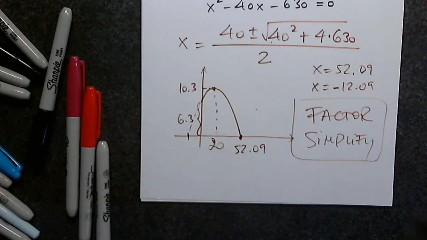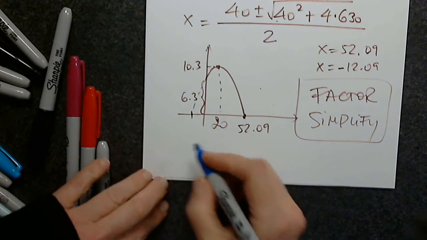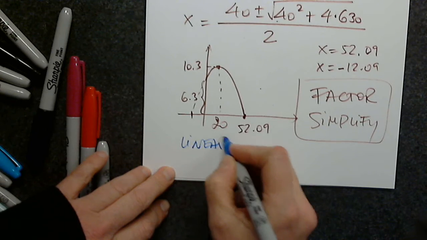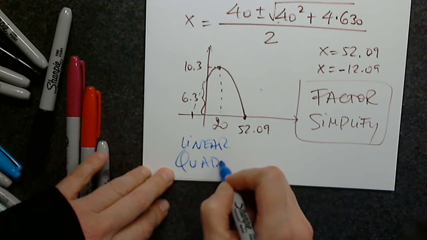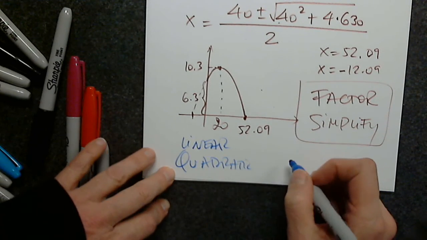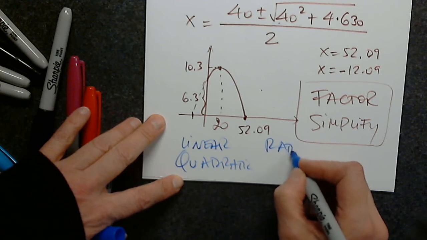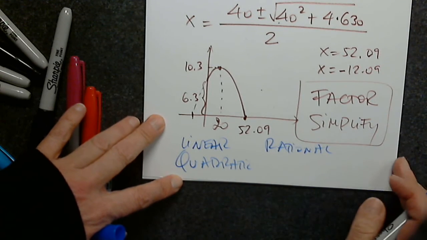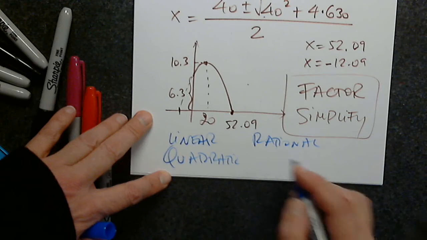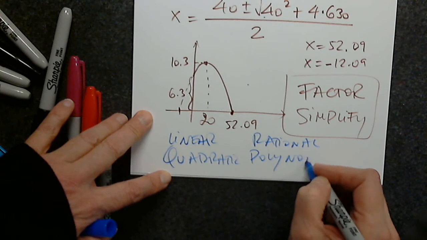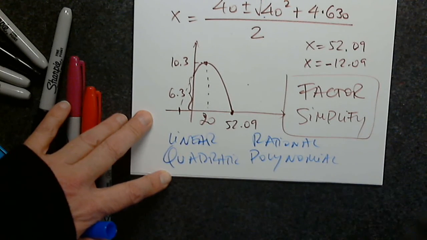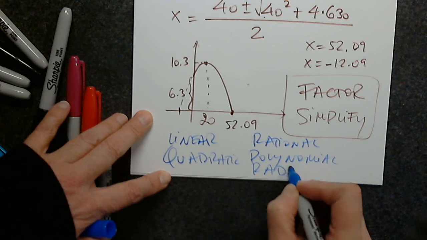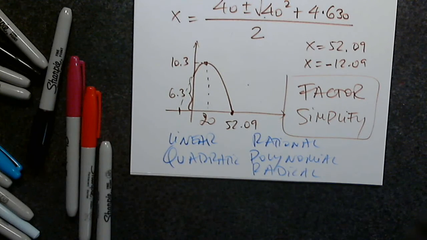Okay, so let's see what we know about equations so far. We know linear. We know quadratic. We know rational. We know polynomial. And we know radical. We're going to learn more today, and then hopefully move on.